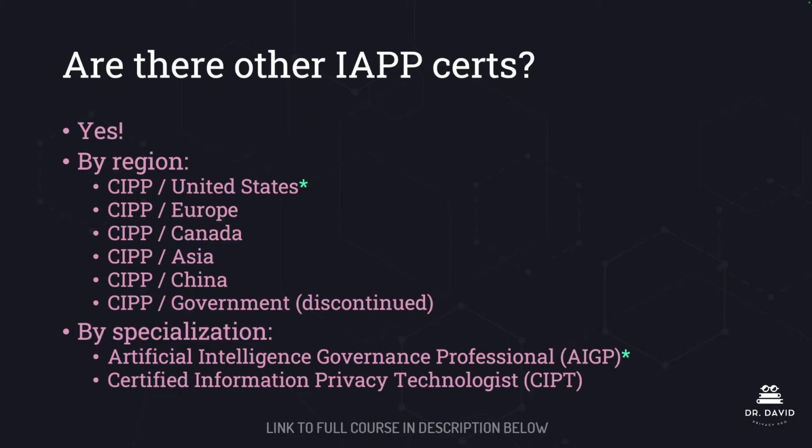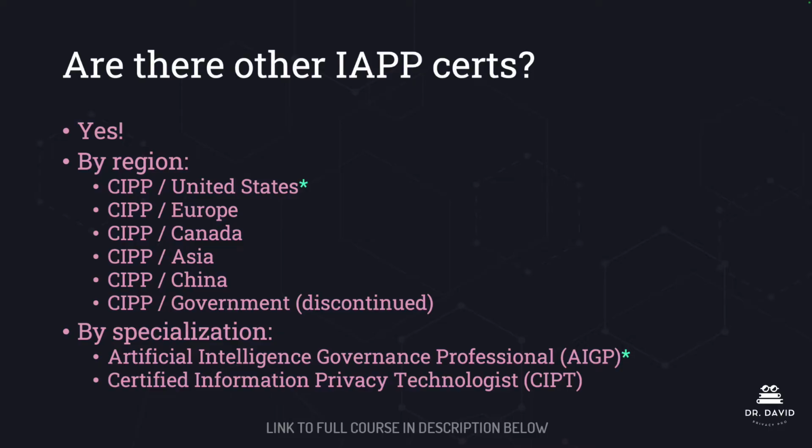The IAPP provides a number of other certifications. The largest group of certifications belong to the Certified Information Privacy Professional, or CIPP family. These are region-specific certifications, and certifications cover regions including the United States, Europe, Canada, Asia, and China. There formerly was a CIPP government, specifically for federal government certification, but that has been discontinued. However, folks that earned that designation still use the CIPP/G designation, so you may see that in some folks' signature blocks.